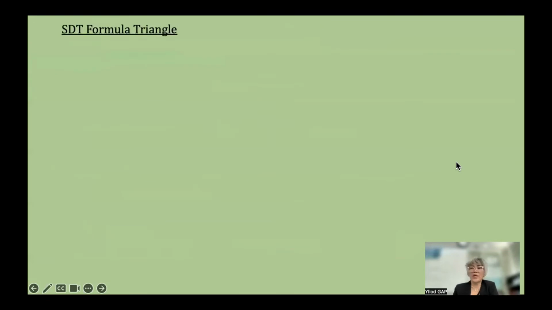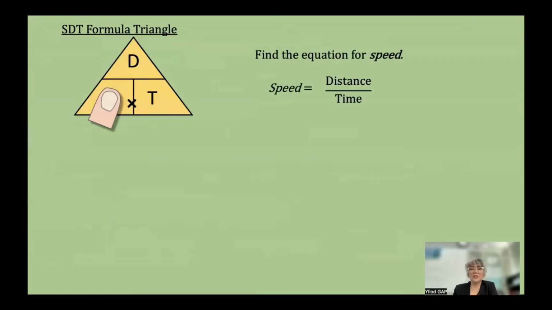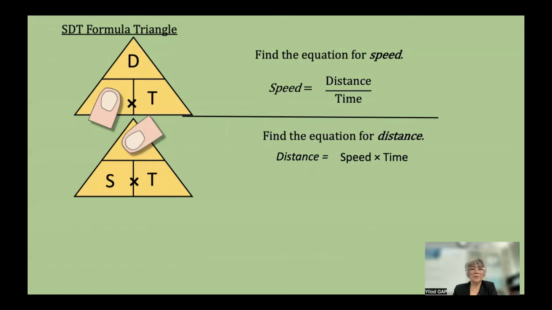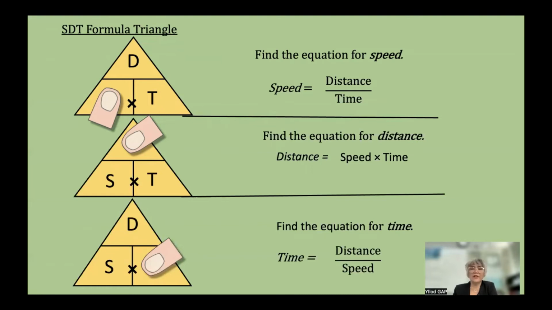All right, so now we have the SDT formula. So we have this, and we're going to get the formulas for the 3 factors we're looking at. Speed for the first one. We have the equation: distance divided by time. And the next one, you're looking for the distance. It is speed times time. And you're looking for the time. It's going to be distance divided by speed.